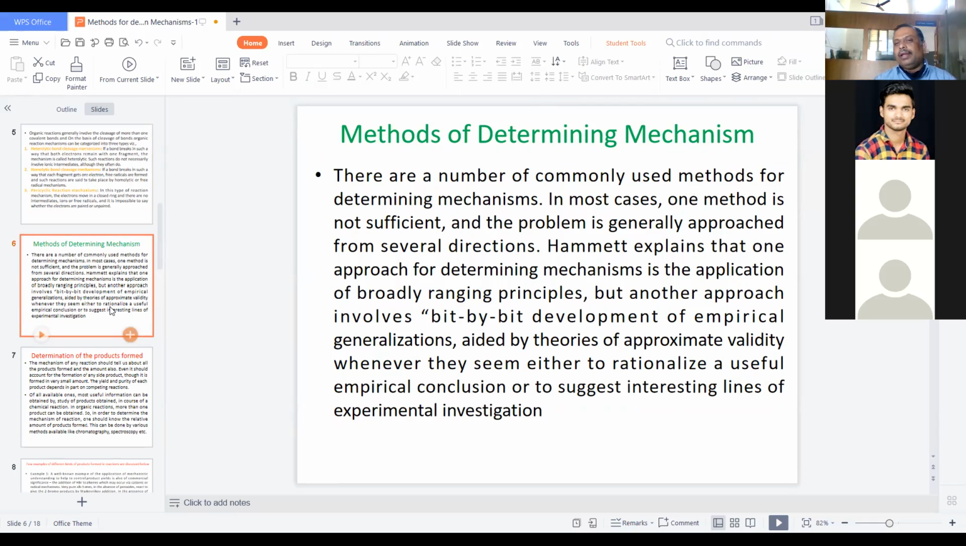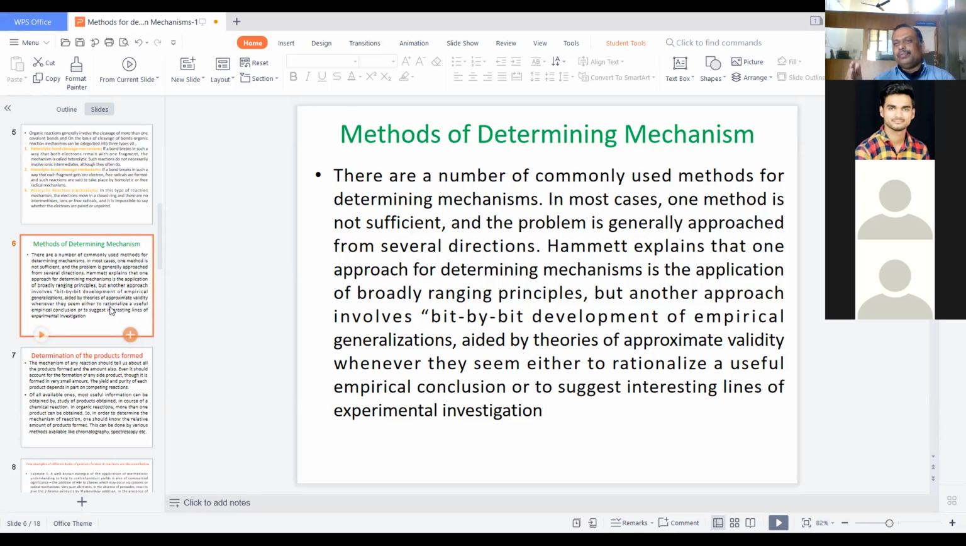There are a number of commonly used methods for determining mechanisms. त्याच्यामध्ये भरपूर methods आहेत. Isotopic labeling आहे, kinetic controls आहे. In most cases, one method is not sufficient. म्हणजे कुठे ठिकाणी एक मेथड सफिशियंट नाही, and the problem is generally approached from several directions. Hammett explained that one approach for determining mechanism is the application of broadly ranging principles, but another approach involves bit by bit development of empirical generalizations aided by theories of approximate validity.